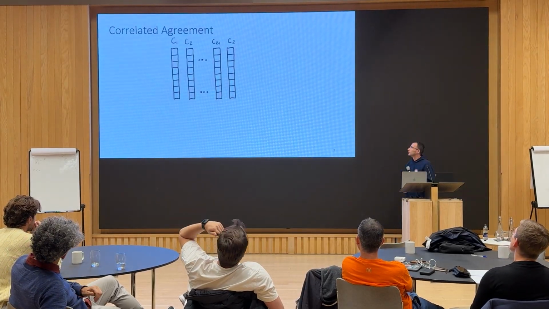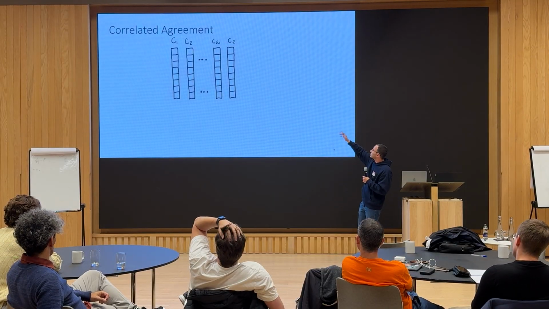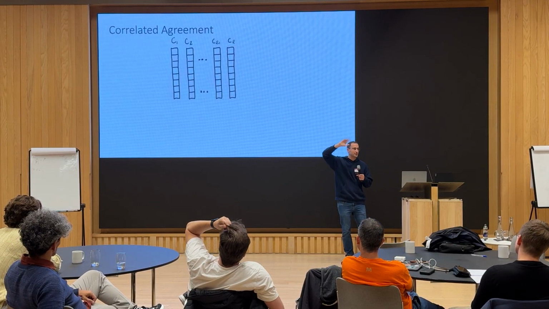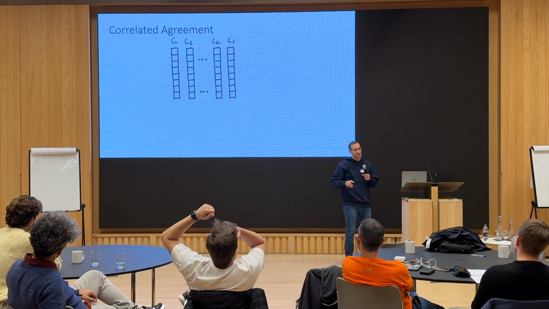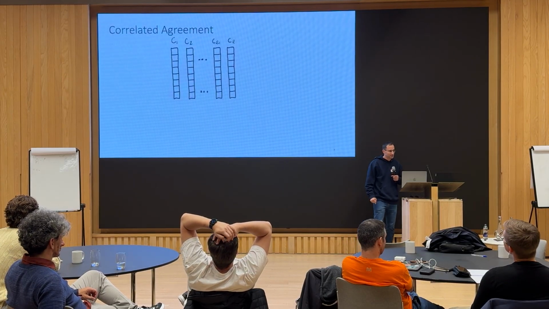So what is correlated agreement? Now I have many functions here, and the notation changed to C, but the C is the same as f, just because we're thinking of them as columns or some other thing, but for now it doesn't really matter.